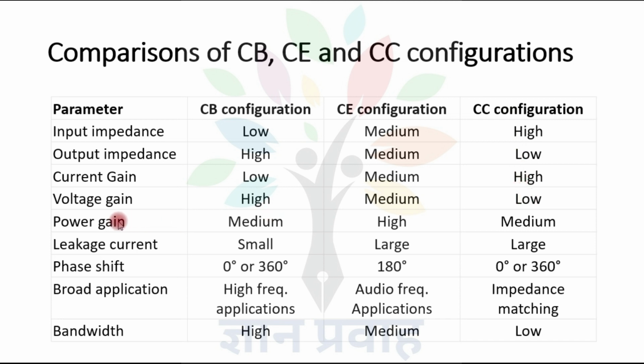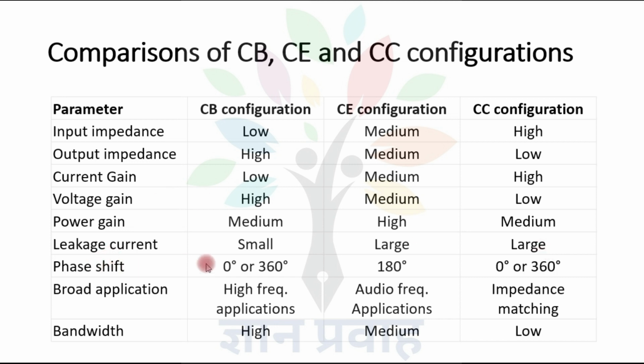Power gain is medium for CB and CC configuration and high for CE configuration. That's why CE configuration is widely used as compared to CB and CC configuration, because power gain for CE configuration is high, and it is good for amplification purposes. Leakage current is small in case of CB configuration, while it is large in case of CE and CC configuration.